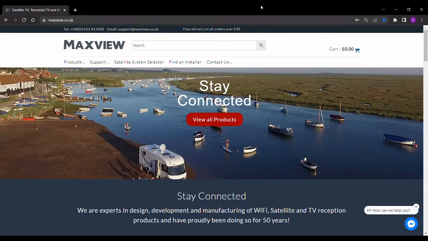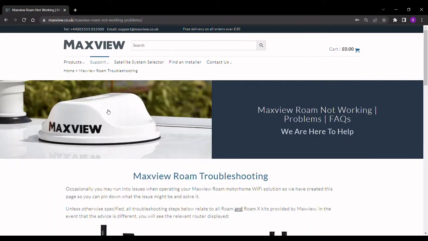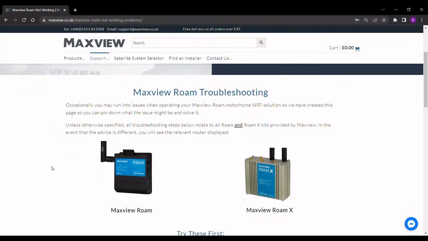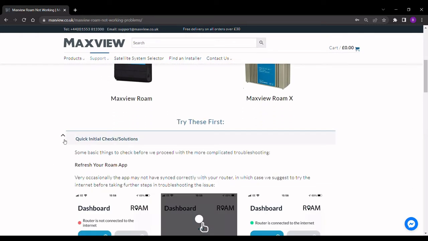If you are looking for assistance with your Maxview Roam or Roam X Wi-Fi system, you can go to our website at www.maxview.co.uk. Go to Support, then to Maxview Roam Troubleshooting. Here you will find many expandable topics covering the most common issues found with the Roam and Roam X systems, along with recommended solutions.